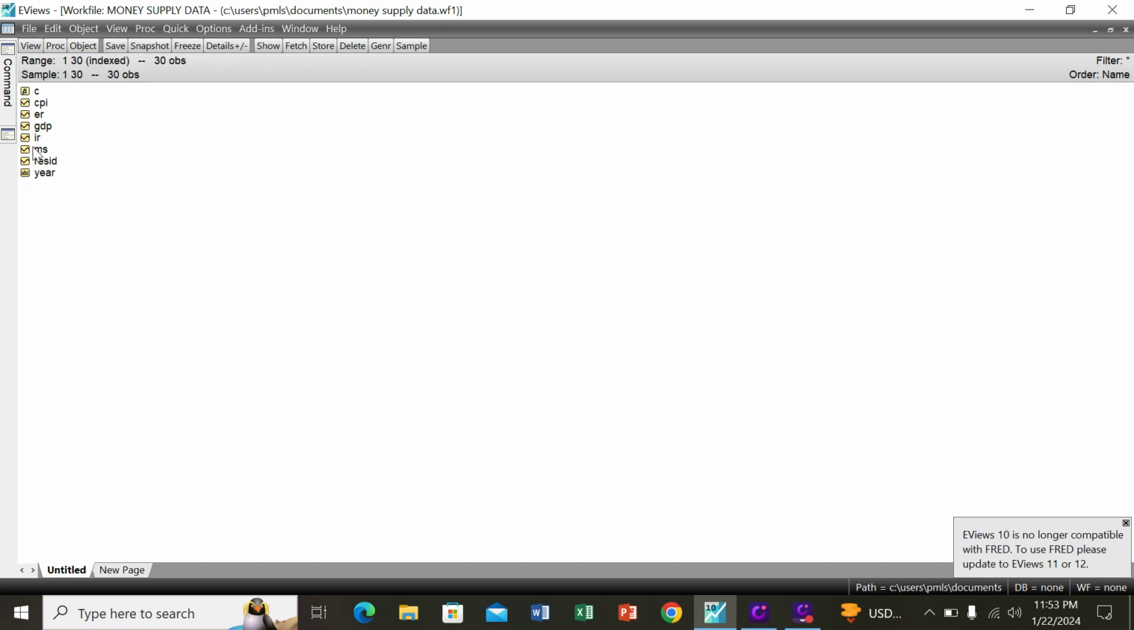So basically ms is our money supply, which is the dependent variable, and interest rate, GDP, exchange rate, and consumer price index, basically a measurement of inflation. So one dependent and four independent variables exist in our model. This resid is your residual series, year is the number of years, and b is the constant.